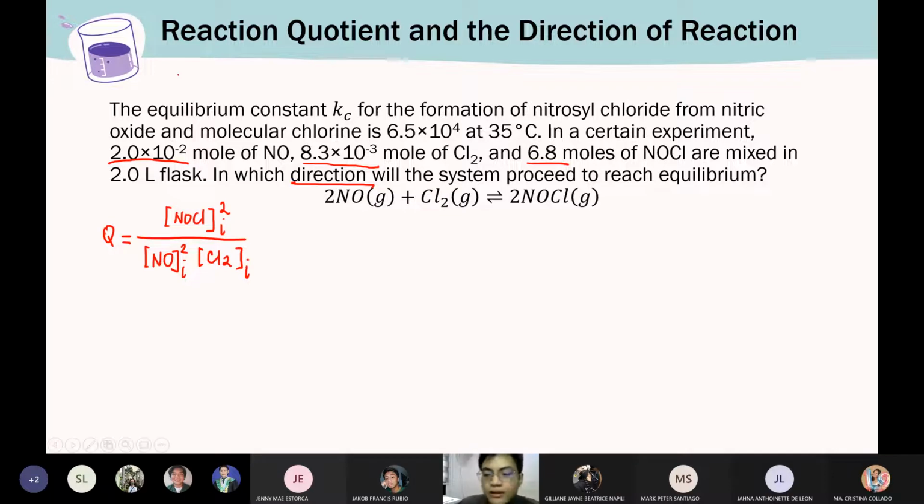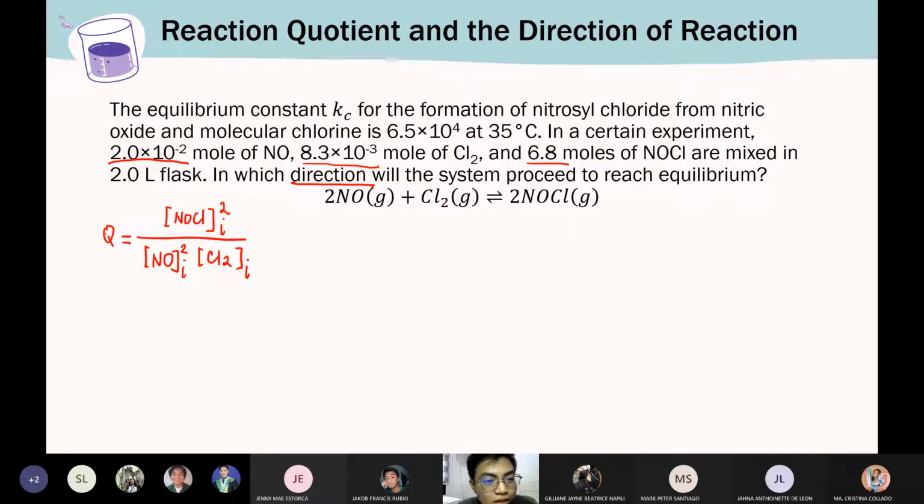Let me ask you again. Anyone? What is the proper unit of concentration that should be in my reaction quotient? We've been doing this for a while now. What concentration should be plugged into Q or K? Molarity, sir? Yes, molarity. So it must be molarity.